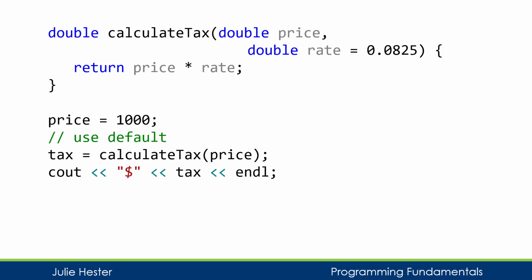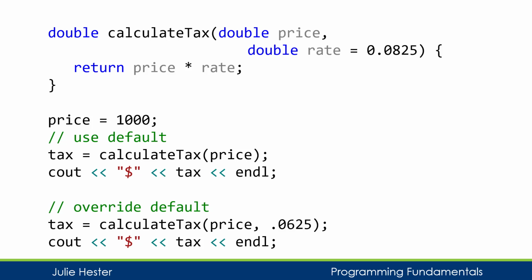Well, when I call it, I could choose to call this only with a variable or a value for the first parameter. So now when I call calculateTax, I'm only passing 1,000 to it. 1,000 will be used in the price parameter, and then rate will be set to 0.0825.